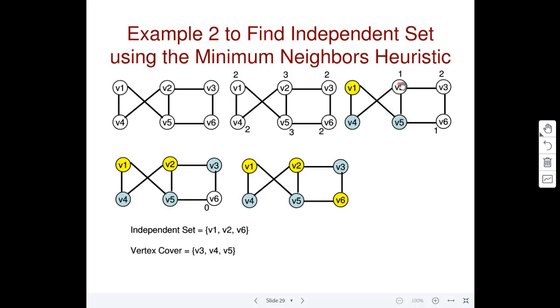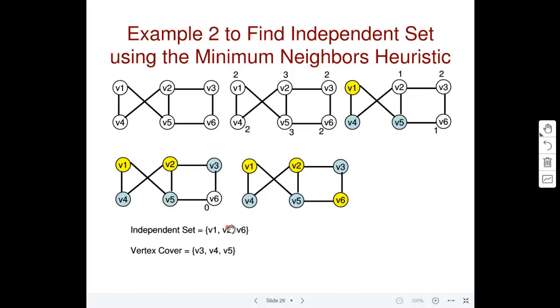So the only other vertices that are not yet covered are V2, V3, V6. Based on this, we should now find the number of uncovered neighbors for each vertex. For V2, there's only one uncovered neighbor, which is V3. For V6, again V3 is the only uncovered neighbor, so that is 1. For V3, V2 and V6 are the 2 uncovered neighbors. Now among these 3 vertices, we pick the one with the fewer uncovered neighbors, which is either V2 or V6. So we break the tie in favor of V2.